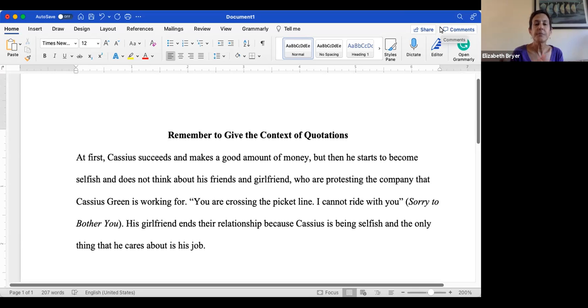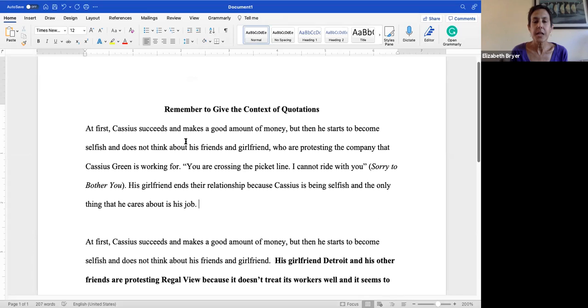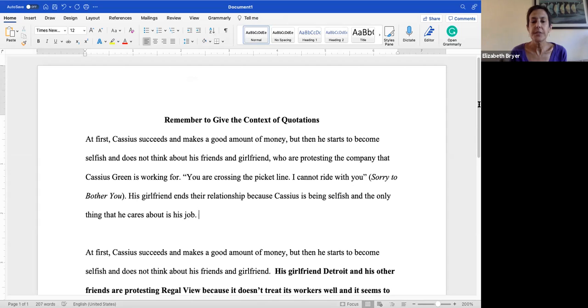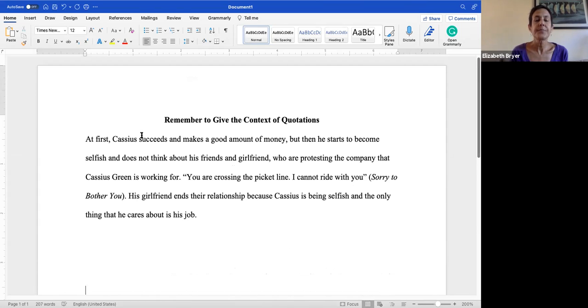So one of them is to remember to give the context of quotations. What I have here is an example from one of your essays. Somebody is writing about Sorry to Bother You, and they're doing a really good job of talking about the power and peril of the code switching he does. And I just want to focus on this top example first.